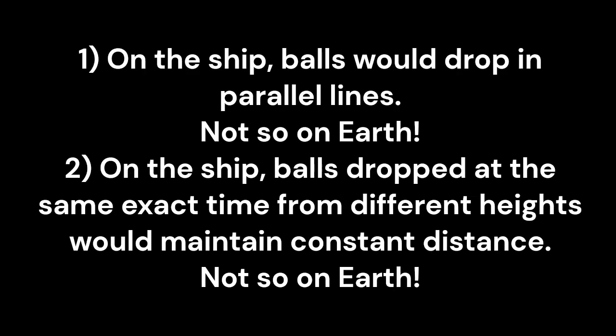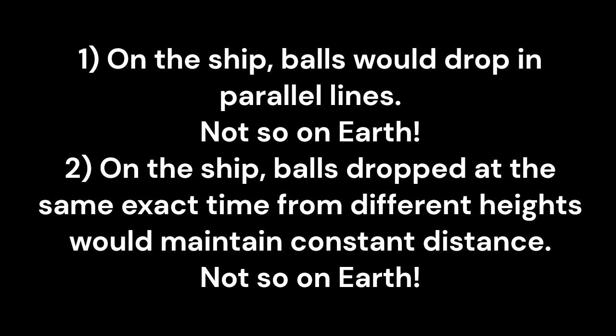First, on the ship, if you drop 2 balls side by side, they would drop in parallel lines. Not so on Earth. On Earth, balls dropped side by side fall together. They fall towards the center of the Earth. Very, very subtle effect. You wouldn't really notice it, but it's the truth. Balls don't fall in parallel lines, they fall in radial lines towards the center of the Earth.